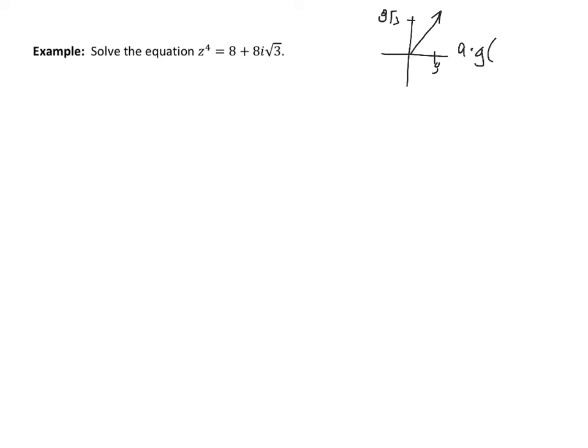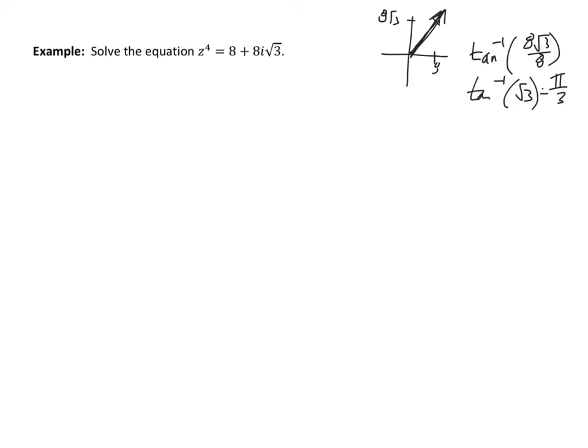The argument for this would be the arctangent of the imaginary part 8 root 3 over the real part 8. That's the arctangent of root 3. And sure enough, that is one of our unit circle values. This is pi over 3. Great, so we've got that.